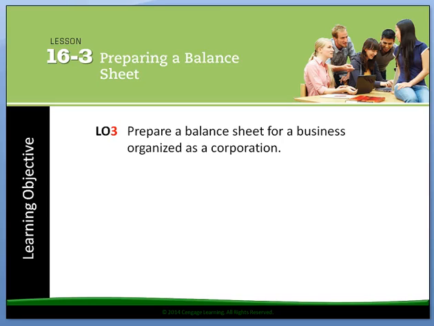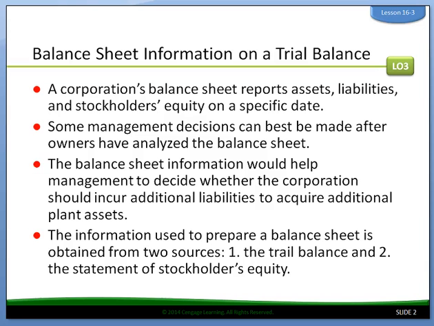Alright, today we're going to start section 16.3, preparing a balance sheet. A corporation's balance sheet reports assets, liabilities, and stockholders' equity on a specific date. Some management decisions can best be made after owners have analyzed the balance sheet. The balance sheet information would help management to decide whether the corporation should incur additional liabilities to acquire additional plant assets. So it helps management make decisions.